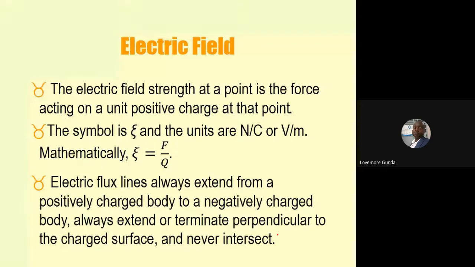So the electric field at a point will be the force acting on a unit positive charge at that point, right? So the symbol is E with units of newtons per coulomb, which is force per charge, or volts per meter. So you can write volts per meter or newtons per coulomb, but we'll use force per charge in our calculations. So mathematically, E becomes equal to F over Q, force per unit charge.